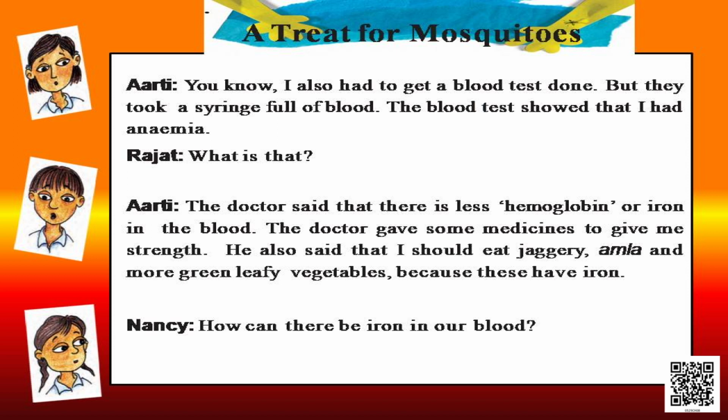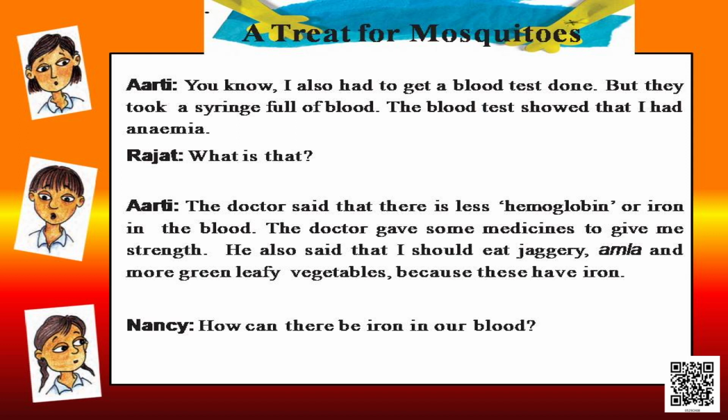So here was the reason why a syringe full of blood was taken from Aarti, because she had another kind of disorder. This is a blood disorder. Anemia is a particular disorder of blood when you have less hemoglobin or iron in your blood content. So this occurs as anemia. This is loss of iron or hemoglobin in your blood.